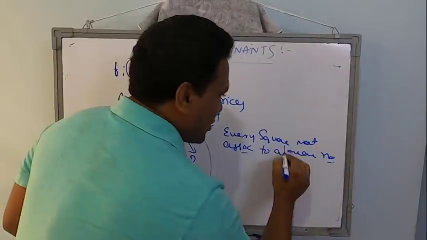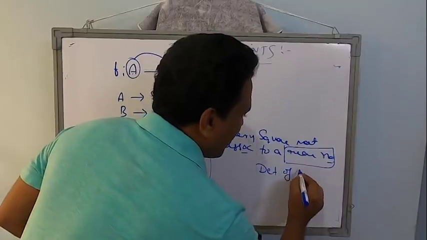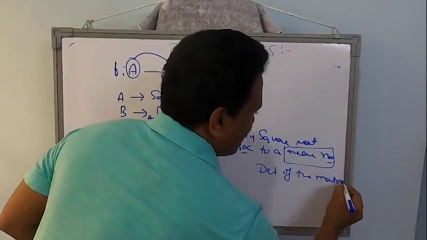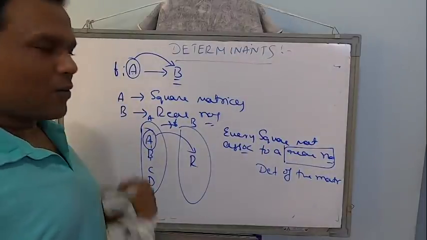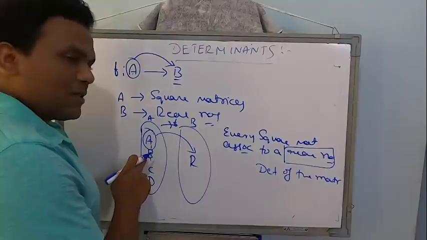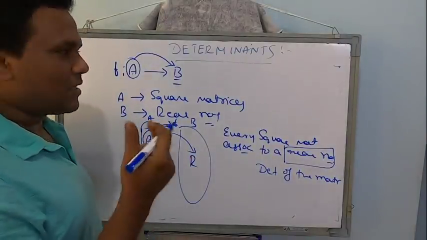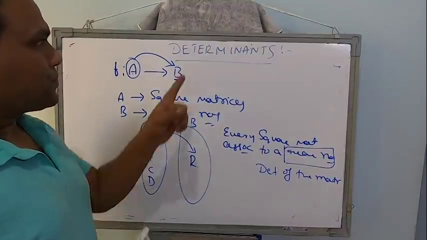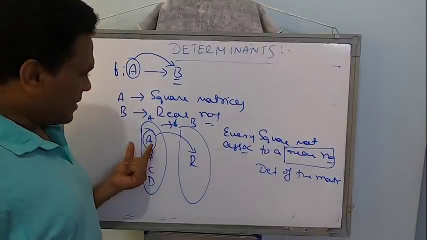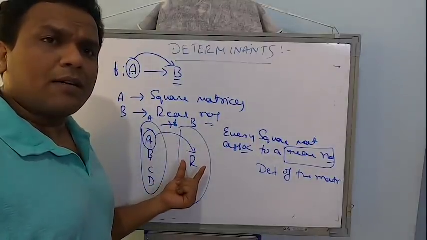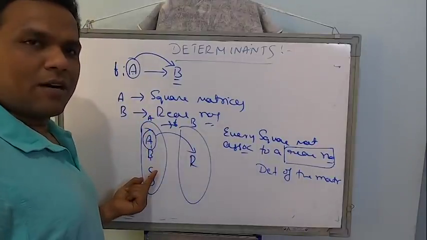Now that unique real number is called the determinant of the matrix. So that's the definition we are looking for. So what is a determinant? The real number associated with a particular square matrix is called the determinant of that square matrix. That's the definition you have to remember. So a simple definition: if there is a square matrix, then that square matrix is associated to one particular real number. That particular real number is called the determinant of the square matrix.